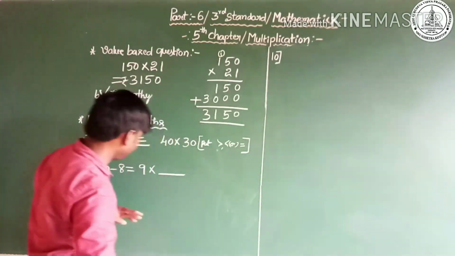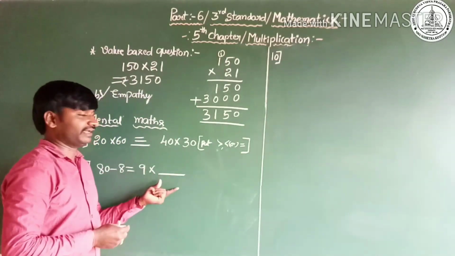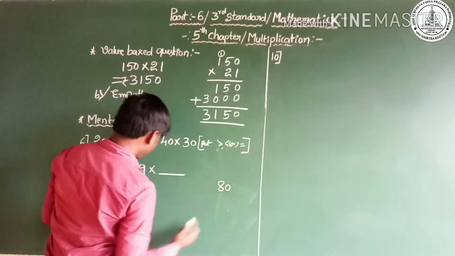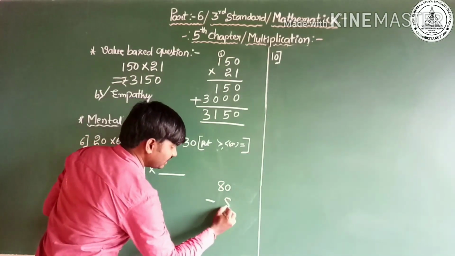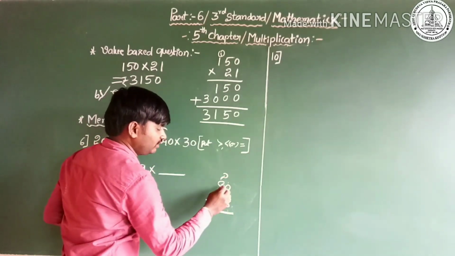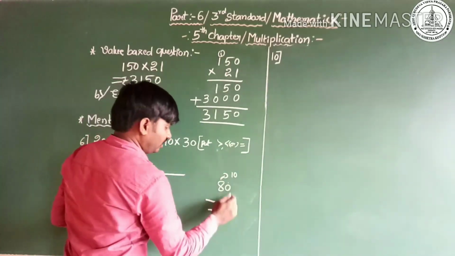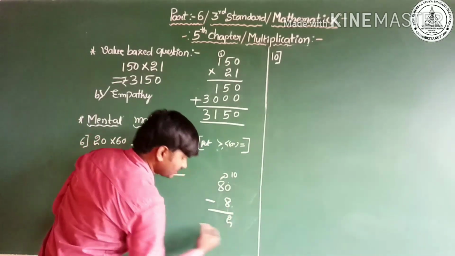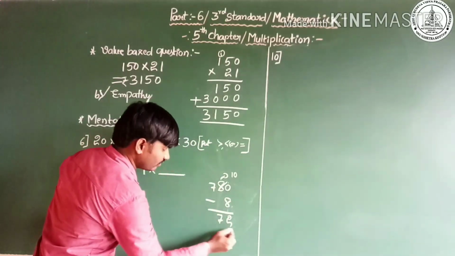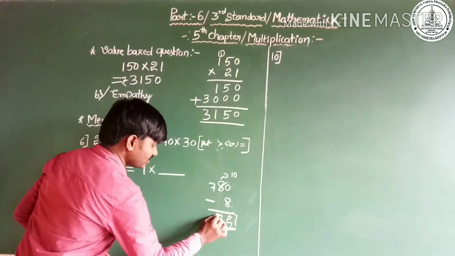The next, go to the 7th question. 80 minus 8 is equal to 9 into dash. Dear student, 80 minus, it means subtract 8. 0 minus 8, that is not possible. You take borrow in the tens place. Even borrow, you know, 10. Okay. 10 minus 8, you get 2. It becomes 7. 7 as it is 7. What is the answer? 72. Yes, dear student, we get answer is 72.